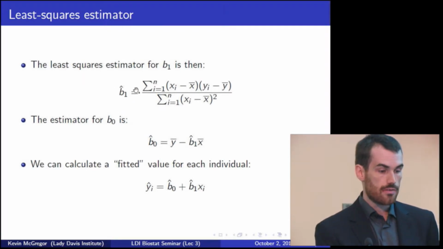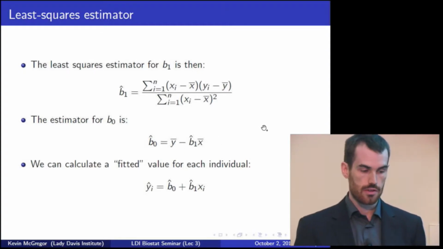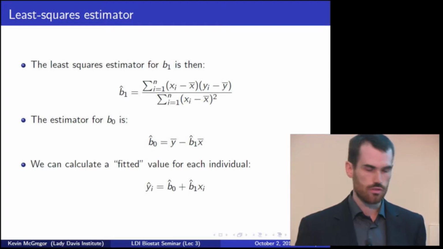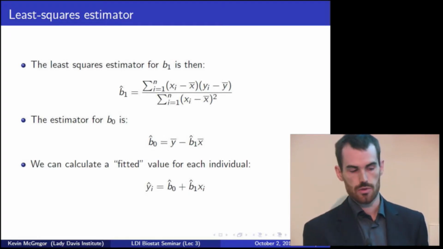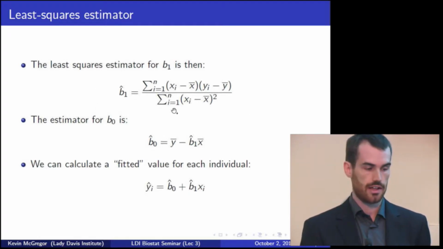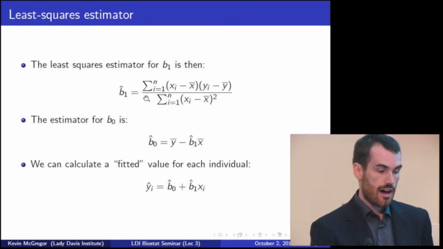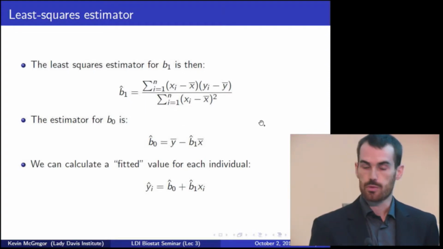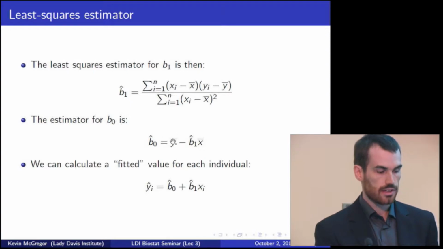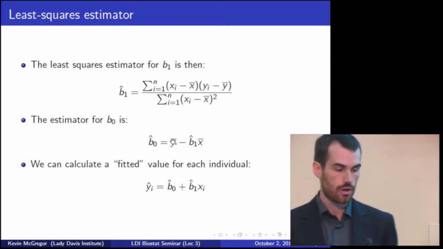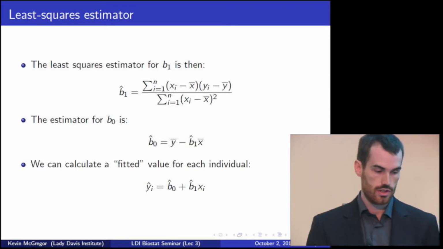Once we have the value for B1, we just plug this into this formula and we get our estimated value of B0. B0 is usually something that we're not very interested in. Usually we're more interested in the slope of that line. But once we have estimates for these two parameters, we can calculate what we call a fitted value or a predicted value for each individual.